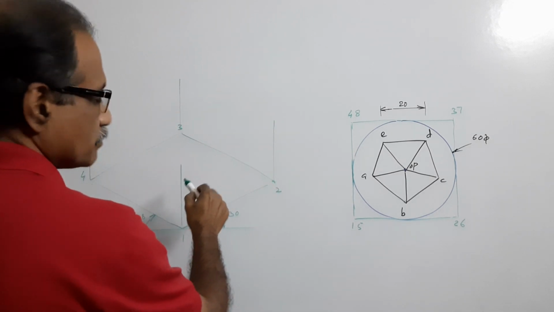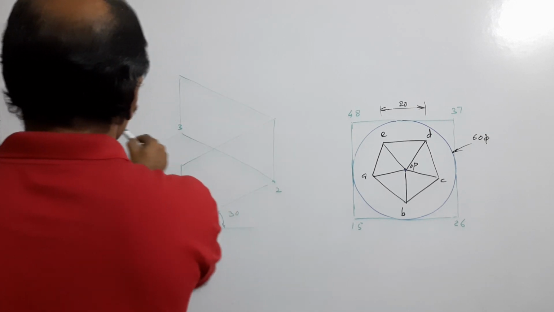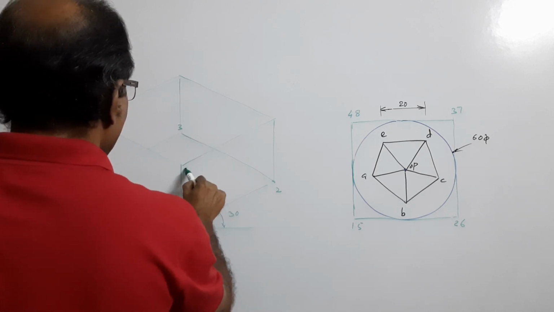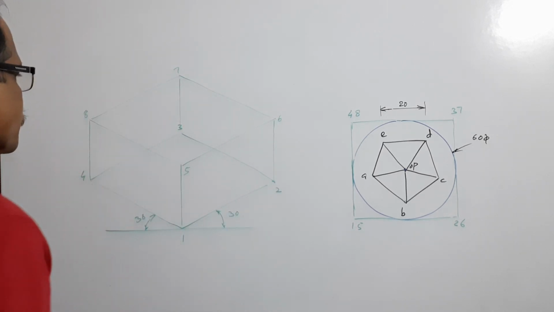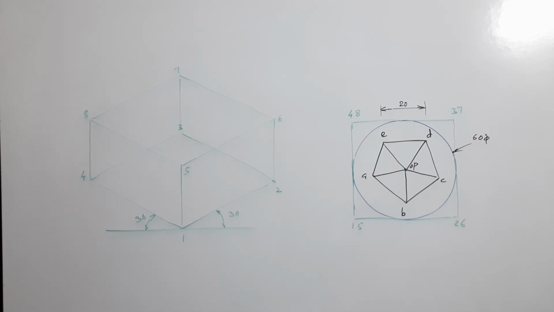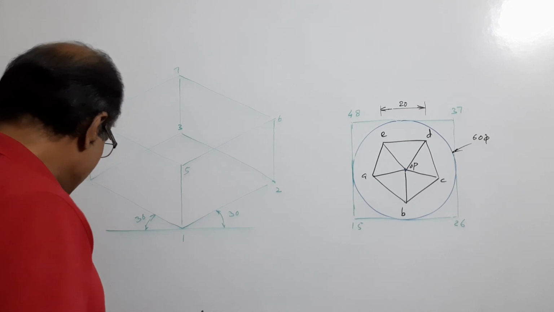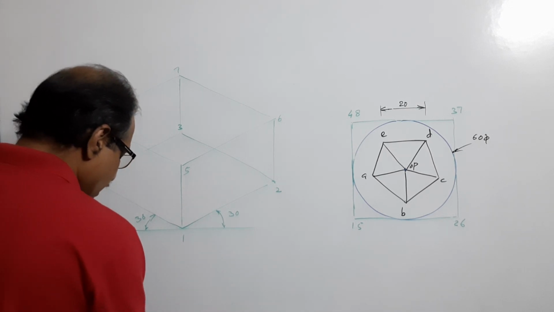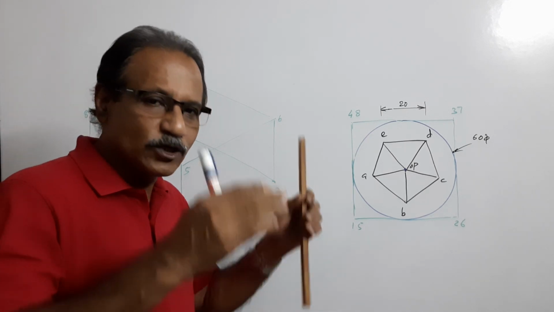And I connect them. 5, 6, 7, 8. So this is the box inside which the cylinder is resting. You have to draw the cylinder. We use four-center method to draw the two ellipses.